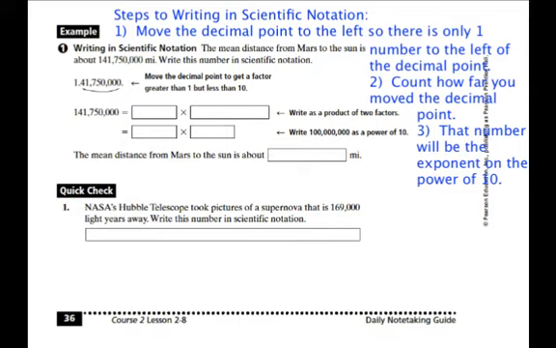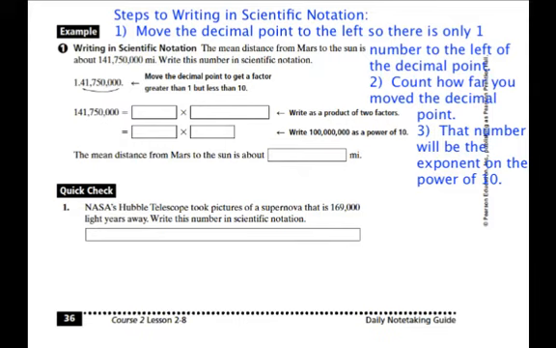Steps to writing in scientific notation. Step 1. Move the decimal point to the left so there's only one number to the left of the decimal point. Step 2. Count how far you move the decimal point. In this example, we've moved it 8 places. Step 3. That number will be the exponent on the power of 10.